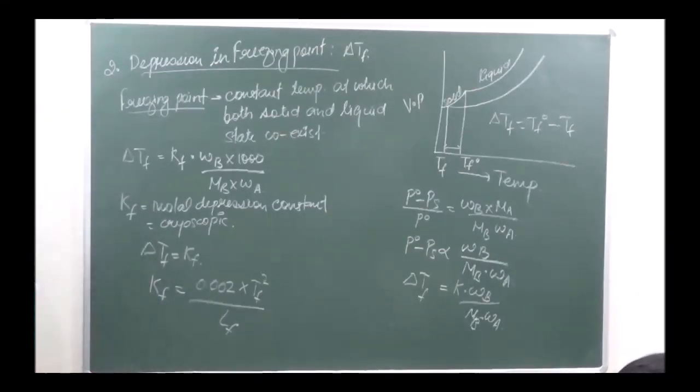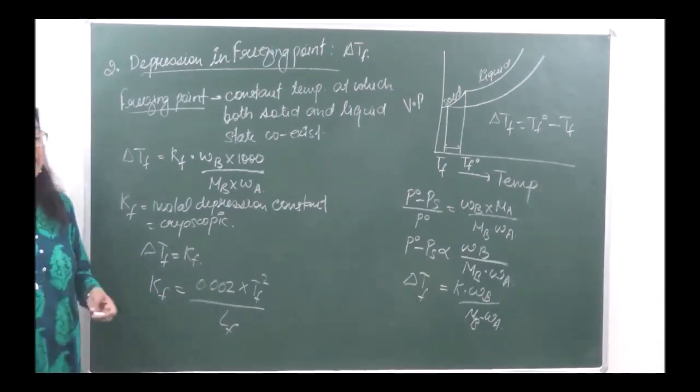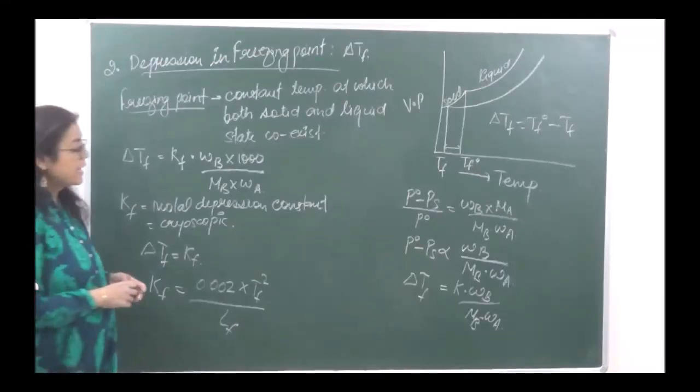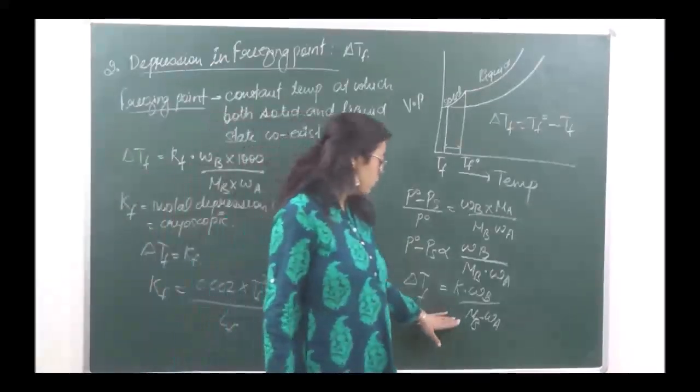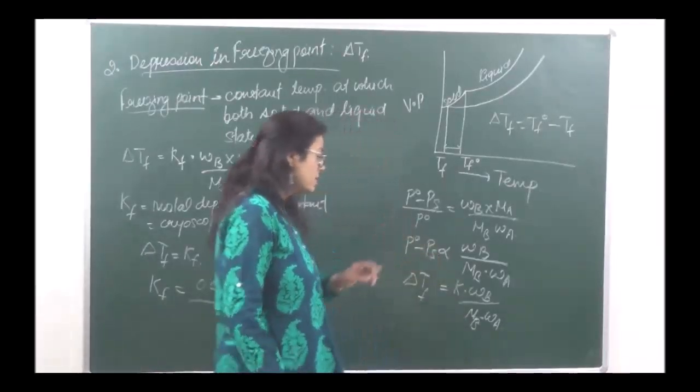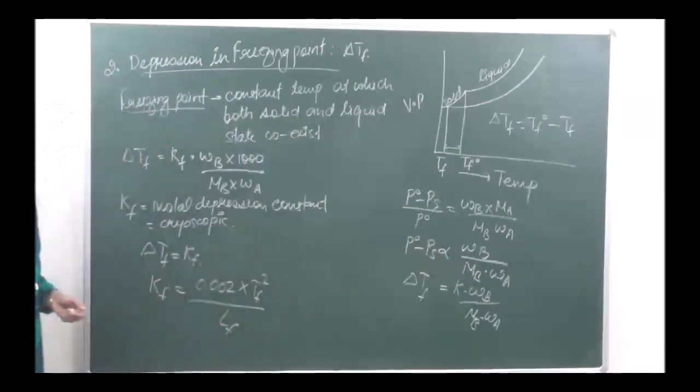Alright. Then after that, as we said, Kf for different solvents is going to be different. The depression in freezing point has many applications. The first application is that it can help us calculate the molar masses of the non-volatile solute which is added. The second is that knowing the freezing point of any solvent, we can make anti-freeze solutions.